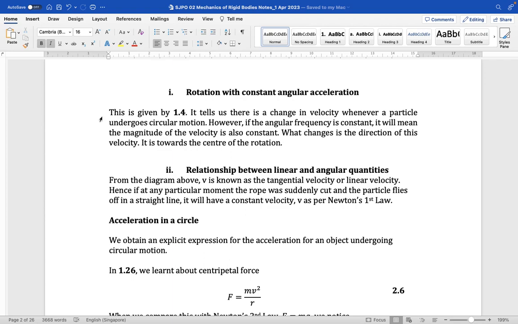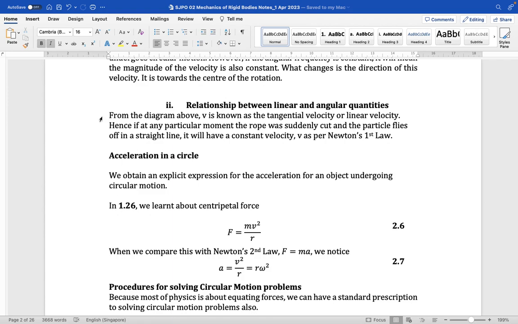Let us now look at rotation with constant angular accelerations. When there is a change in velocity because the particle is moving in a circle, while the frequency may be constant, the velocity is actually changing, because velocity is defined as the change in displacement over change in time. So velocity consists of a magnitude as well as a direction. Even though the angular frequency is constant and the magnitude of the velocity is constant, there is a change in direction, and this direction is towards the center of the rotation.